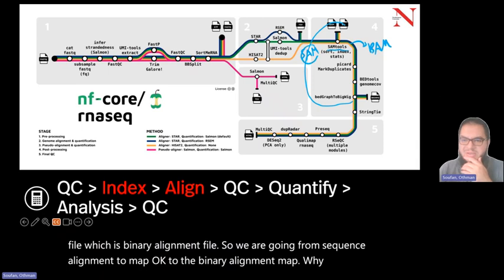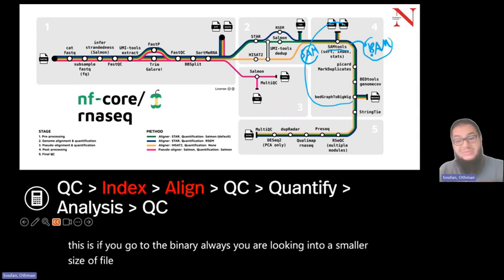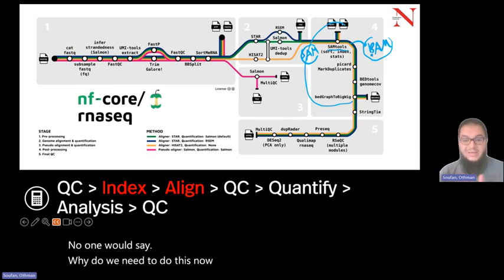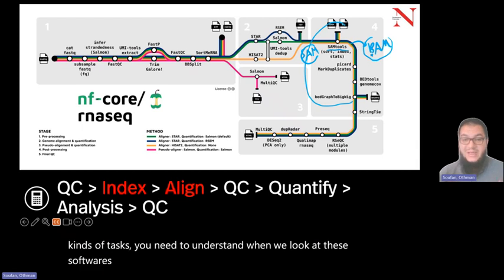Because if you go to the binary, you're always looking into a smaller file size. So these steps, one would say, why do we need to do this? Now, in terms of alignment and these kinds of tasks, you need to understand when we look at these softwares, like I've had this experience personally.